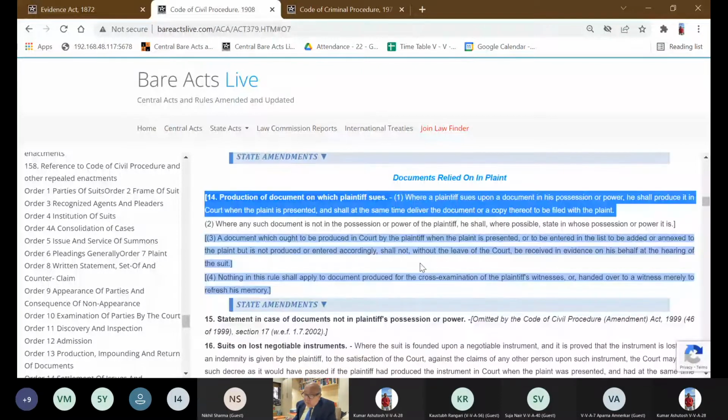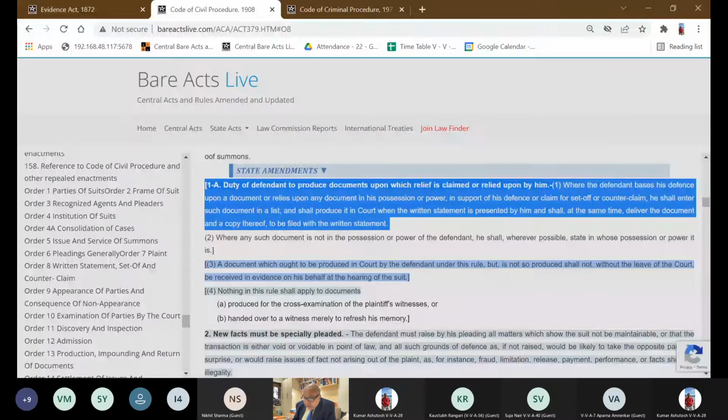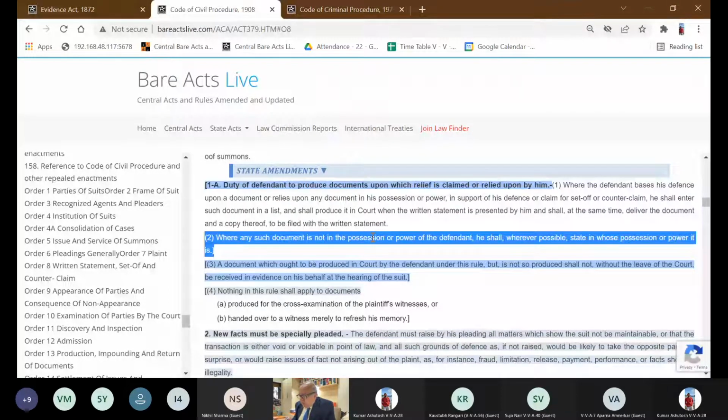Then order 8, rule 1A, check कर लीजिए. Under order 8, rule 1A, also a defendant who has not disclosed the documents to the court. Order 8, rule 1A, subclause 2, a document in the possession or power of a defendant. 3, a document which ought to be produced in court by the defendant under this rule is not produced, shall not, without the leave of the court, be received in evidence. So you cannot give evidence of this document because you have suppressed it.